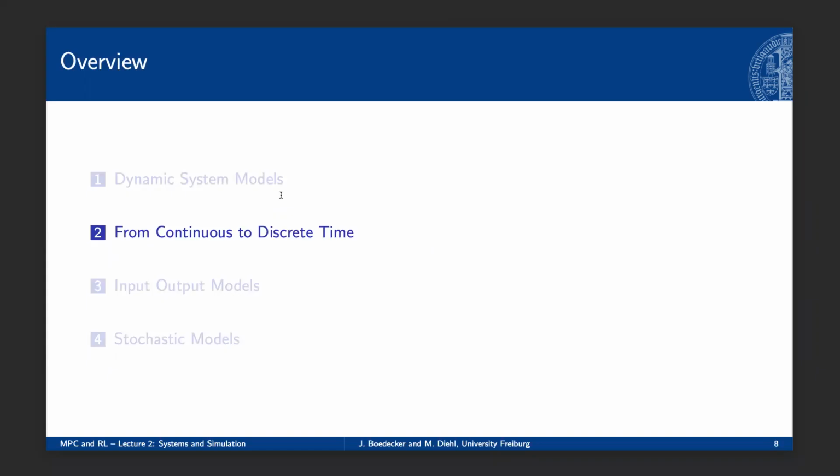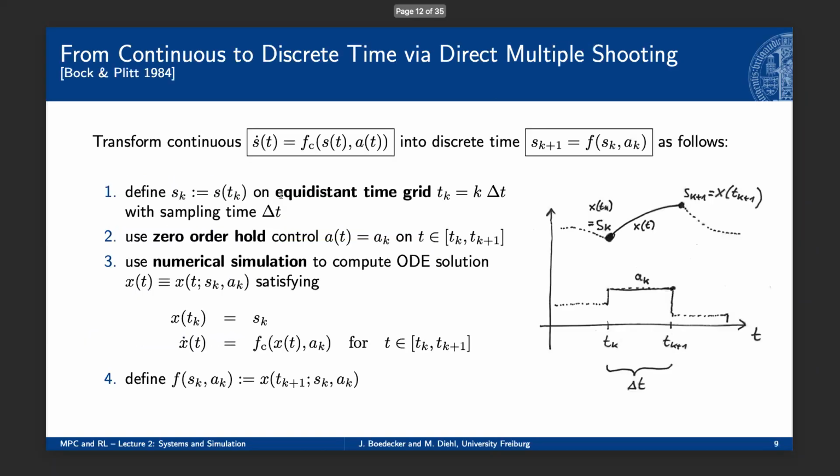And now that we are a bit familiar with continuous time systems, I suggest that we think about how to go to discrete time. Because a lot of the work in machine learning and also in MPC at the end works with discrete time models. I think it's important to know how we go from continuous to discrete time. And this is something that is a bit more intricate, I think, than sometimes people do it.